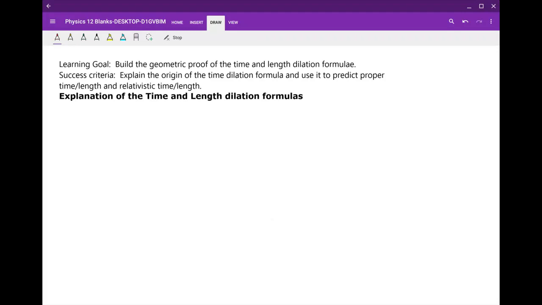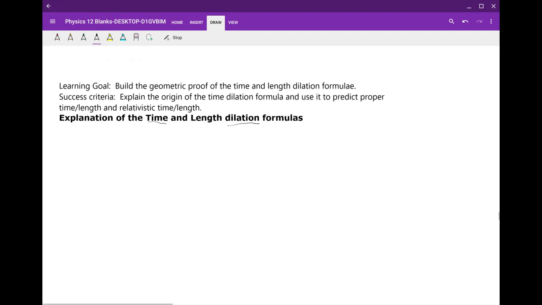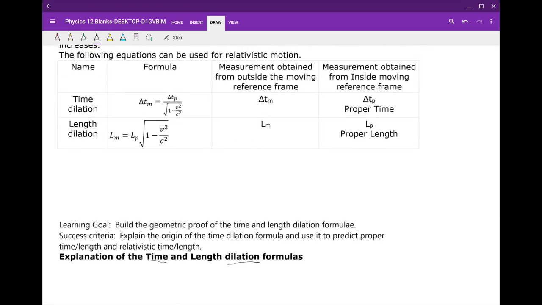About the length and time dilation formula. It's actually a mistype here. It's the time dilation formula, and it's actually the length contraction formula. I don't know why I wrote that. It should be contraction. Okay.